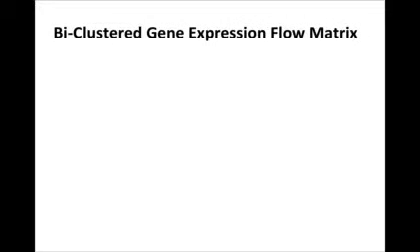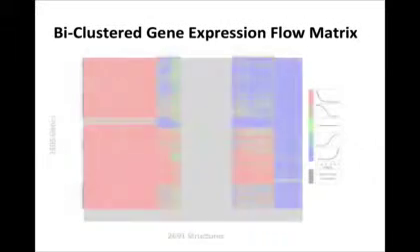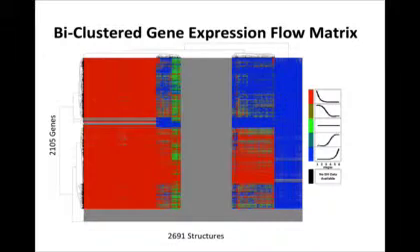Biclustered gene expression flow matrix. In order to find the potential gene structure patterns, a Euclidean distance-based biclustering method is used to search for the correlated sections in the expression flow matrix. And now, the data are efficient enough for visualization.